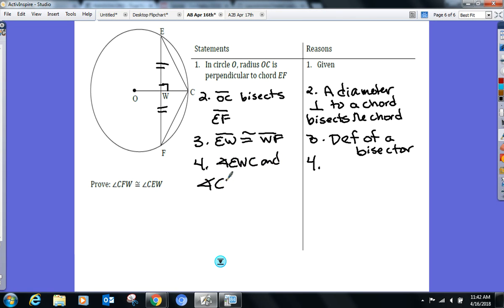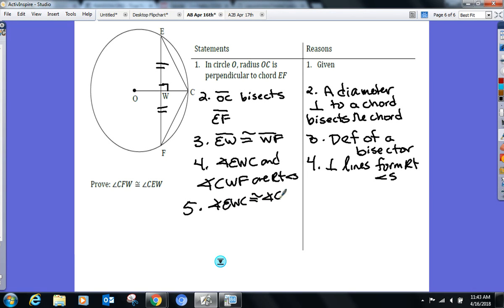Oh, like I said, riding a darn bike. There it is. CWF are right angles. You remember the reason back in the day, Cam? Oh, watch your mouth. You don't have to say bisectors. Perpendicular lines form right angles. And then after you tell me they're right angles, you can tell me they are. Yeah, buddy. Here we go. EWC congruent to CWF. Anybody remember that one?